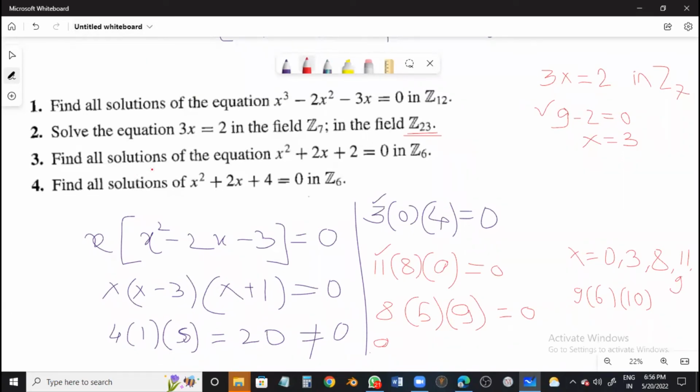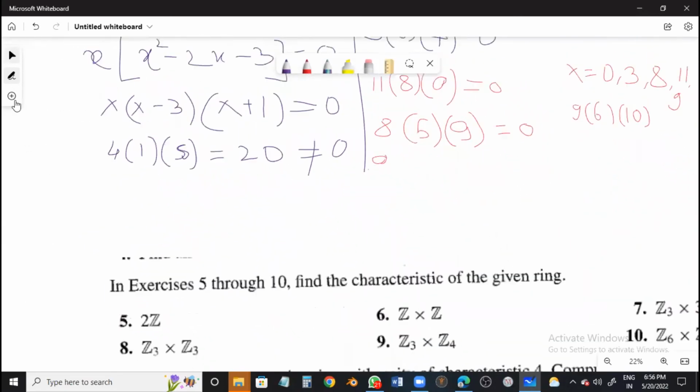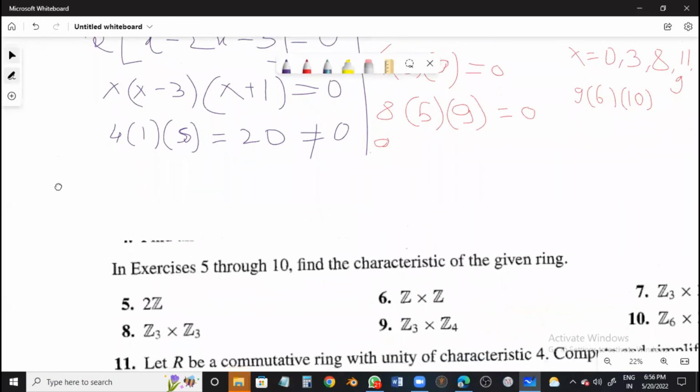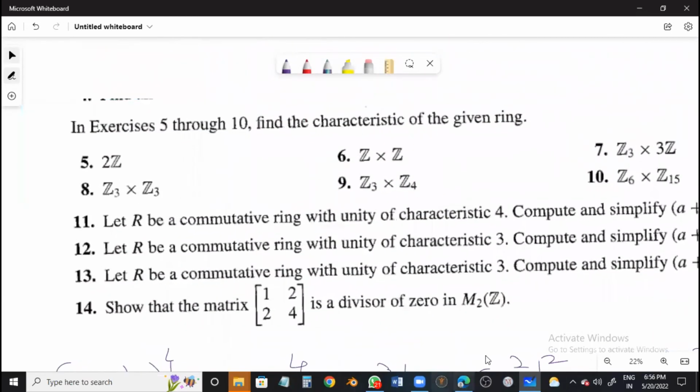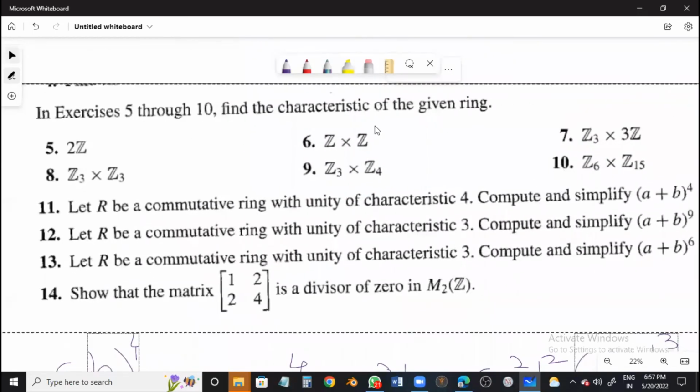Now, x square plus 2x plus 2 equal to 0 is also quite easy. x square plus 2x plus 4 equal to 0 in Z6 is also quite easy. I hope you agree with me. I'm interested actually in solving these questions. You are required to find the characteristic of the ring 2Z. 2Z means only even integers. So what will be the characteristic of that ring?